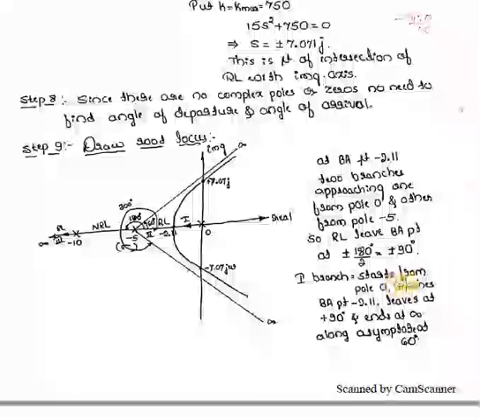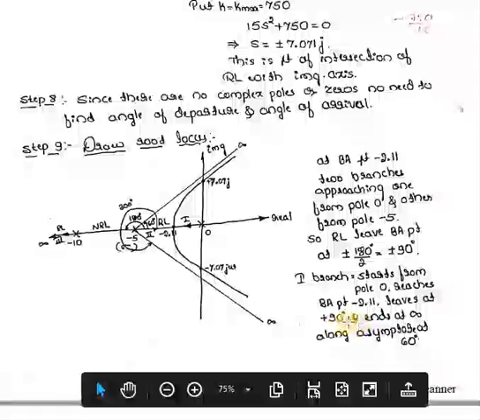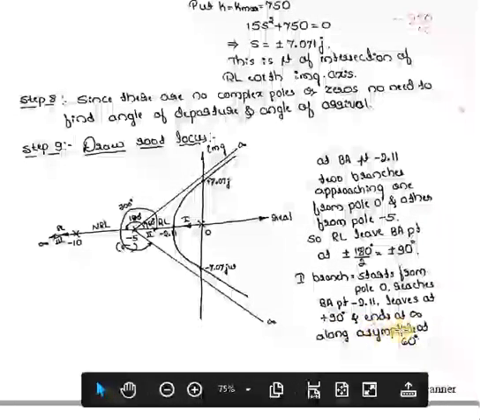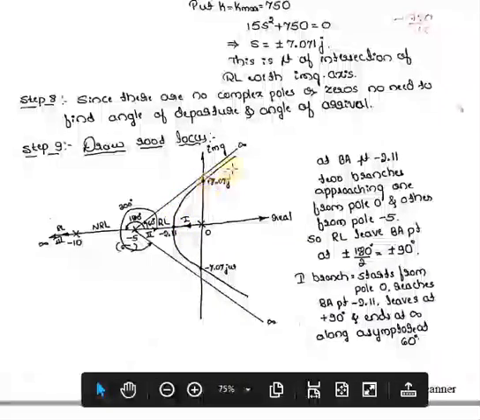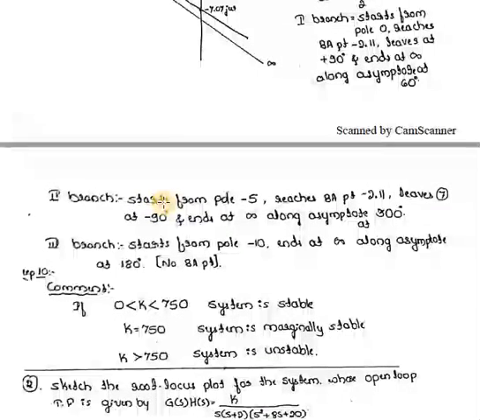The first branch starts from pole 0, reaches the breakaway point at minus 2.11, leaves at 90 degree and ends at infinity along the asymptote at 60 degree. Similarly, the second branch starts from the pole at minus 5, reaches the breakaway point at minus 2.11, leaves at minus 90 degree and ends at infinity along the asymptote at 300 degree. Similarly, the third one starts from the pole at minus 10 and ends at infinity along the asymptote at 180 degree. For this one, there is no breakaway point.